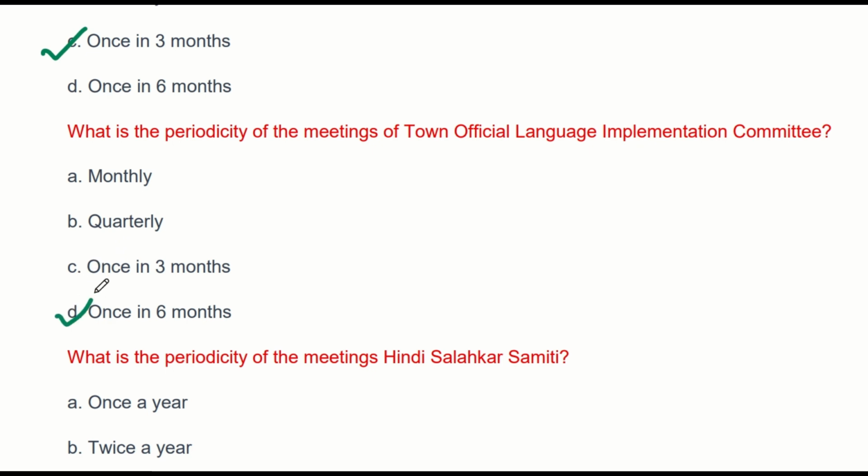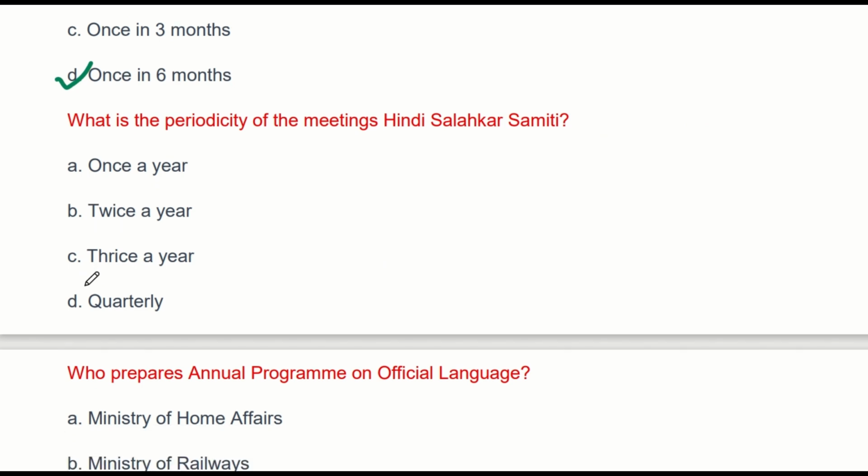Once in 6 months. What is the periodicity of the meetings of Hindi Salahkar Samiti? A. Once a year. B. Twice a year. C. Thrice a year. D. Quarterly. And right option is option B.